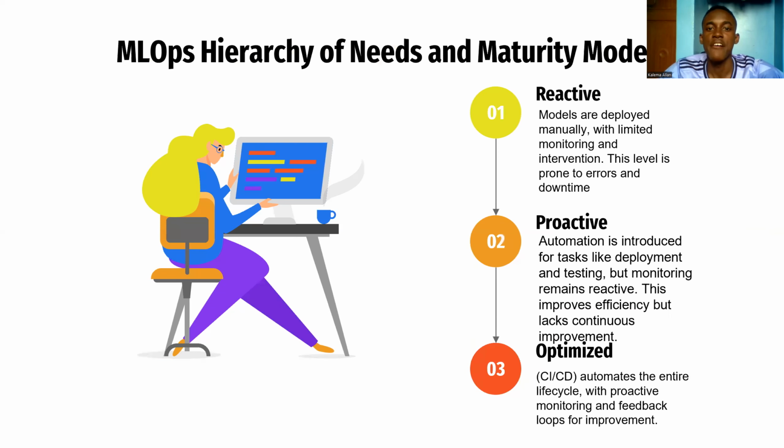Now, the MLOps hierarchy of needs and maturity model. We have three: reactive, proactive, and optimized. Reactive: models are deployed manually with limited monitoring and intervention. Proactive: automation is introduced for tasks like deployment and testing, but monitoring remains reactive. This improves efficiency but lacks continuous improvement. And optimized: we have continuous integration and continuous delivery, which automate the entire life cycle with proactive monitoring. Those are the hierarchy from reactive to optimized.